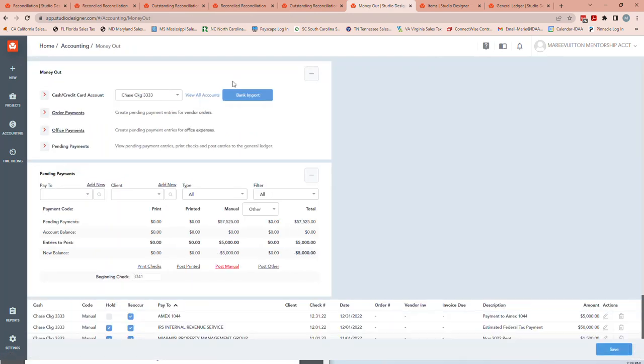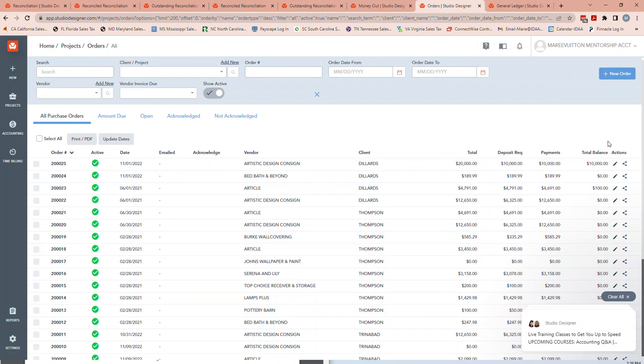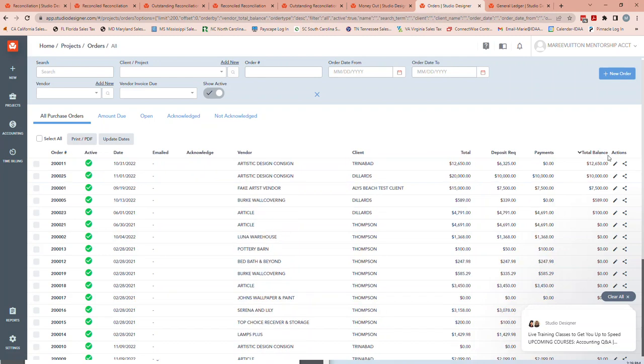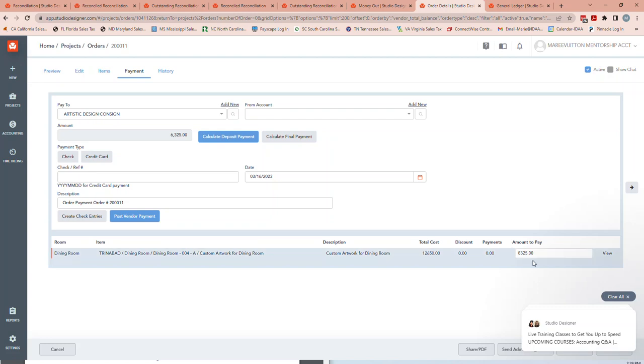The other way that you can post payments to an order is by going to the actual PO and searching for it here. Okay. And you can see that we do have some POs open. So you would just go in here and you can post the payment to the PO. Okay, and if there were multiple items, you would see them listed.